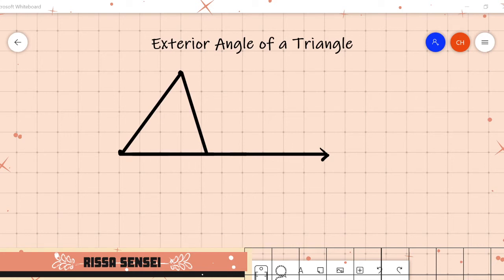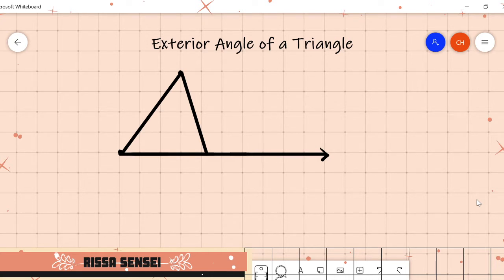Now we will be talking about the exterior angle of a triangle, but before we proceed with exterior angles, mag-review muna tayo. Ano nga ba ang triangle? So a triangle is a polygon with three sides, enclosed by three segments, 'di ba?